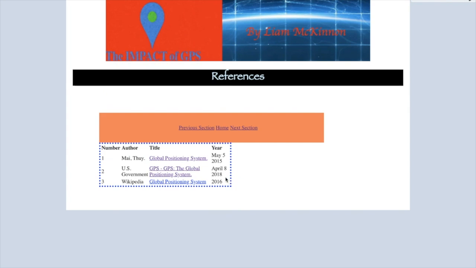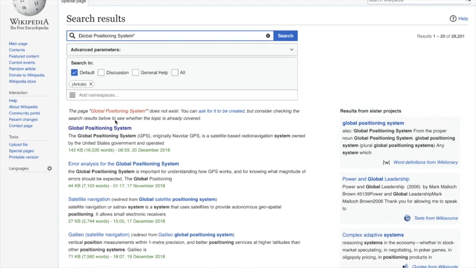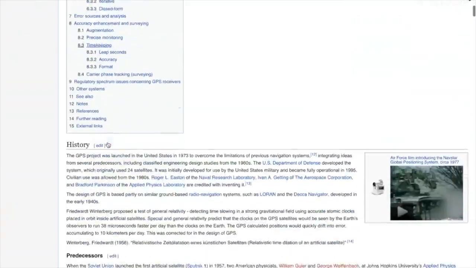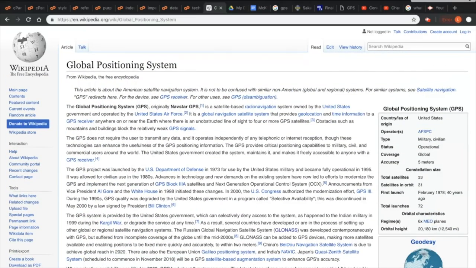Even though Wikipedia isn't a very sourceful web page, I thought it was very sourceful with helping me find out information on a global positioning system. I don't know why. But here it is. This is where I got a lot of my information, and it was very helpful.